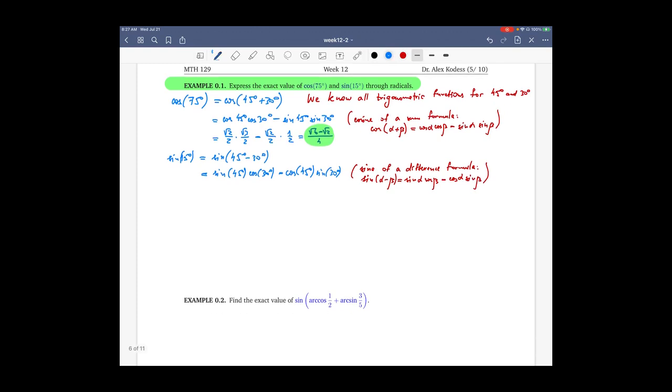And so this here becomes root 2 over 2. Cosine of 30 degrees is root 3 over 2. Cosine 45 degrees is root 2 over 2. Sine 30 degrees is 1/2. And we again get root 6 minus root 2 over 4.